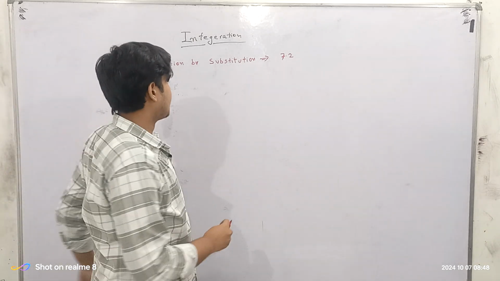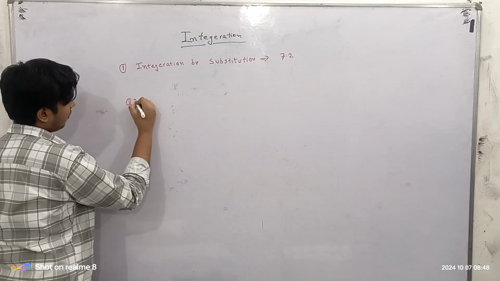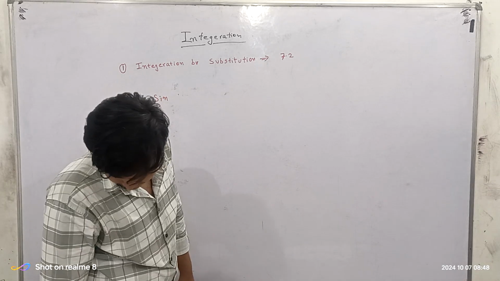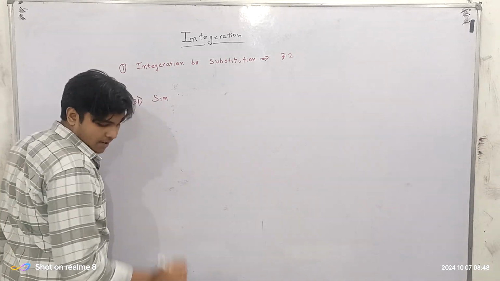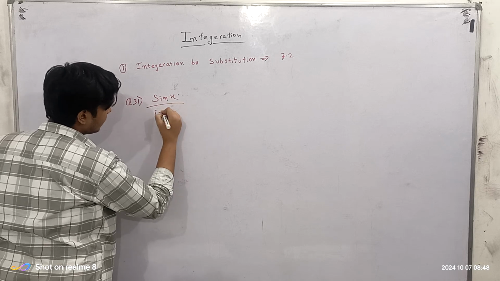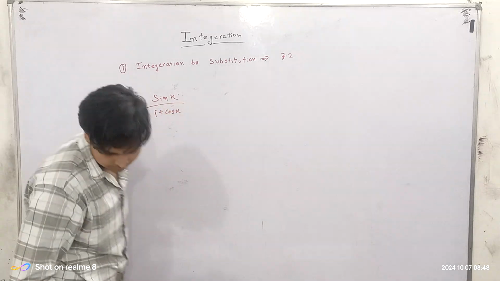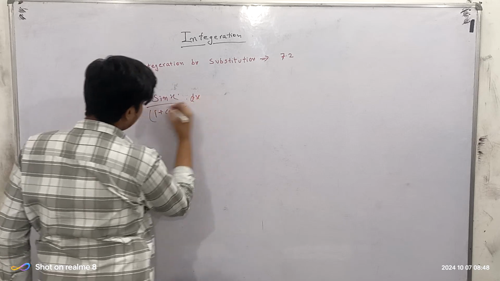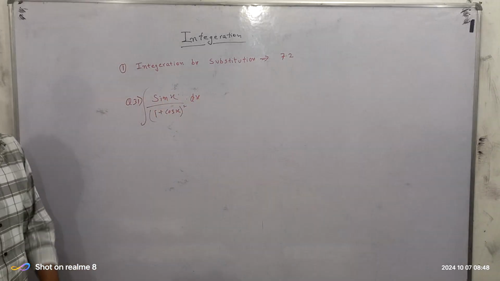Now we are going to discuss more important questions of this exercise. Question number 31: integration of sin x by 1 plus cos x whole square into dx.